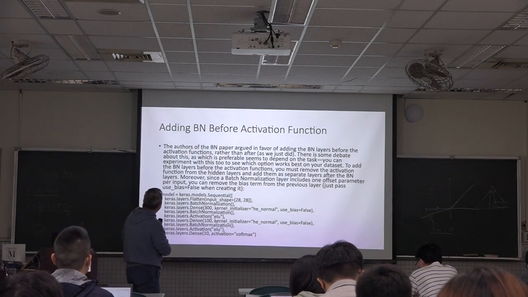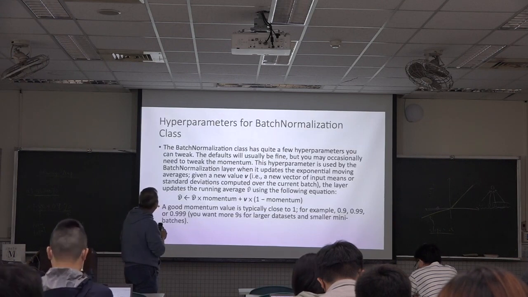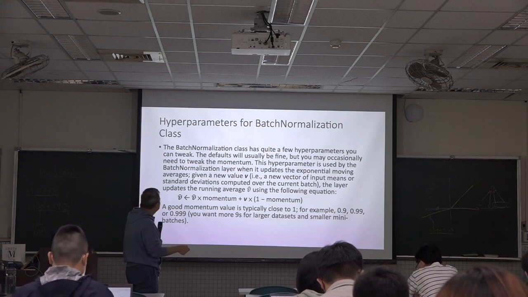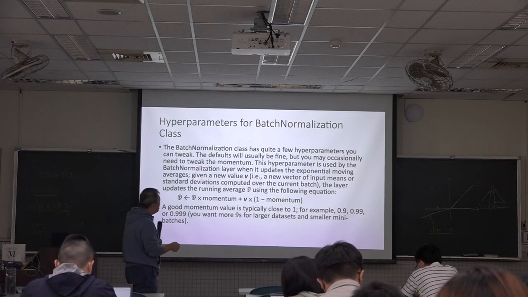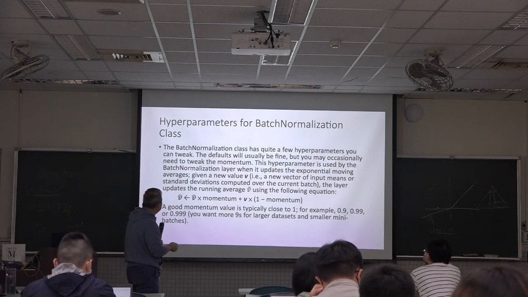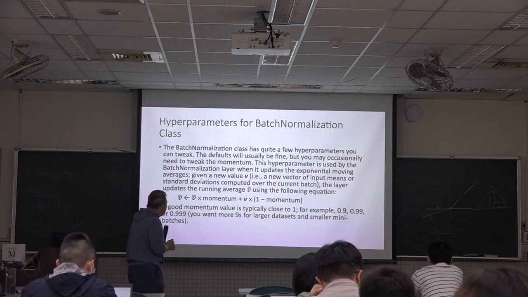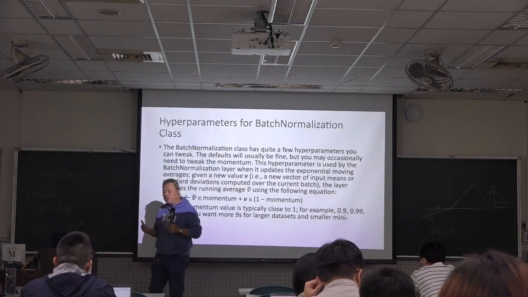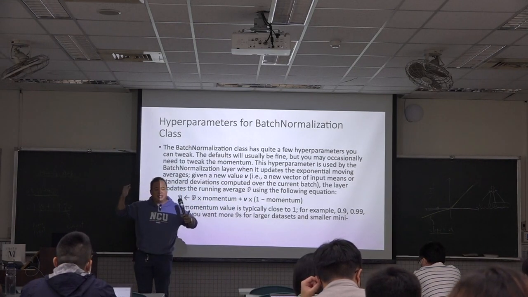So I already finished this part. The batch normalization class has quite a few hyperparameters you can tweak. The defaults will normally be fine, and you normally don't need to tweak them. But you may occasionally need to tweak things such as momentum. This hyperparameter is used by the batch normalization layer when it updates the exponential moving average given a new value v. This is used to compute the average and the standard deviation for the whole data set.